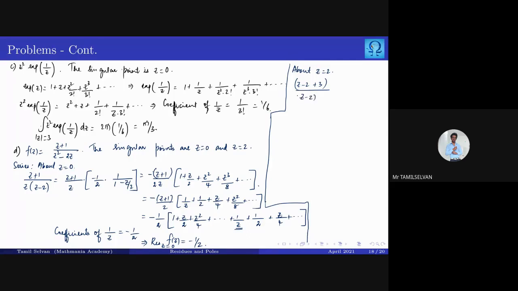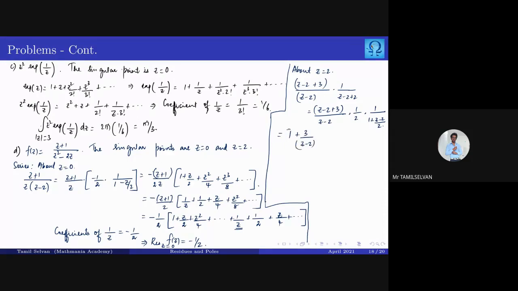And z minus 2, we take it outside. And we have 1 upon z, so this quantity has to be written as z minus 2 plus 2. So z minus 2 plus 3 upon z minus 2. And here let me just take this 1 upon 2 outside, so it becomes 1 upon 1 plus z minus 2 upon 2. So z minus 2 upon z minus 2 means it is simply 1 plus 3 upon z minus 2.